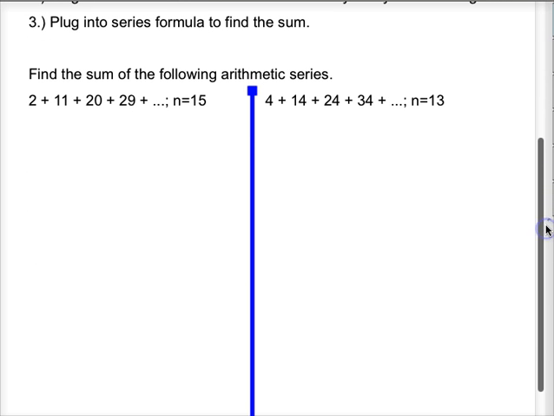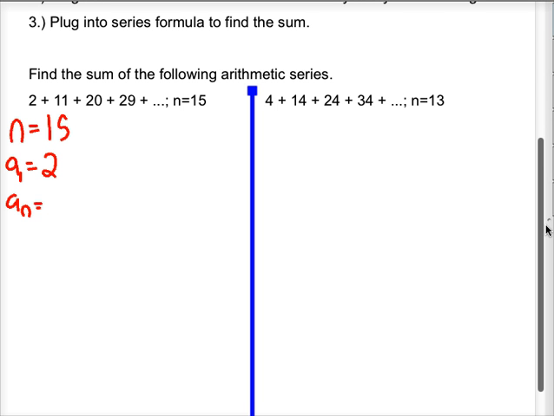So this time, let's take a look. To use my summation formula, I need three things. Well, this time I know my n. I'm going to have 15 terms. I know my first term, but I don't know my last term. This time, that's what's not given.